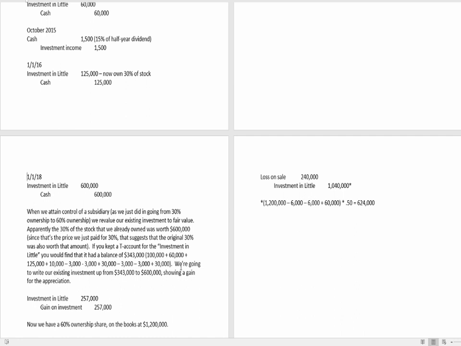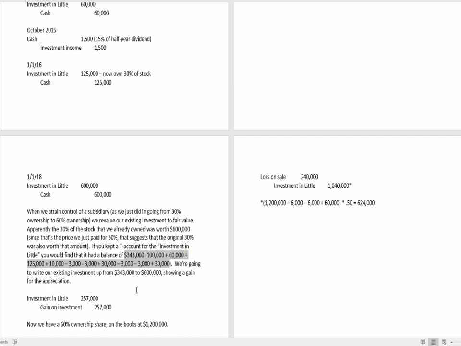Now, we just bought 30% for $600,000. That certainly implies that the 30% that we already owned is also worth $600,000. If you were to make up a T account for the investment in Little, you would find that it has a balance of $343,000. And again, that's our initial investment, our second investment, our third investment, the change to the equity method, dividends received, income, dividends received, income. So the balance in the investment in Little is $343,000.